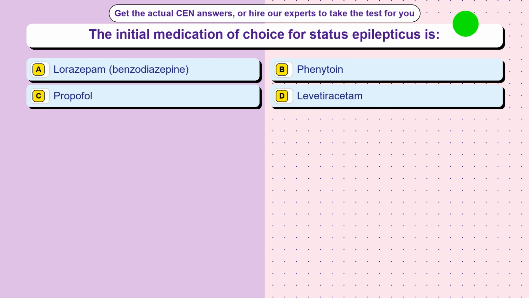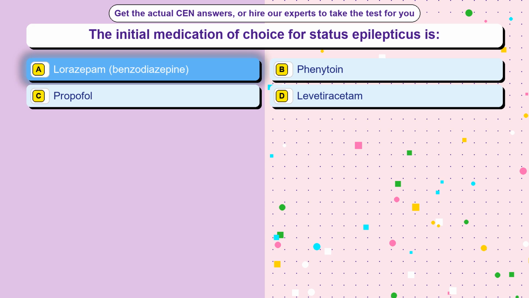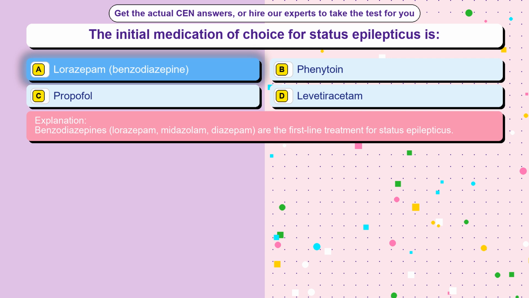Question 44. The initial medication of choice for status epilepticus is: Option A, lorazepam, benzodiazepine. Option B, phenytoin. Option C, propofol. Option D, levetiracetam. The correct answer is option A, lorazepam, benzodiazepine. Benzodiazepines, lorazepam, midazolam, diazepam, are the first-line treatment for status epilepticus.